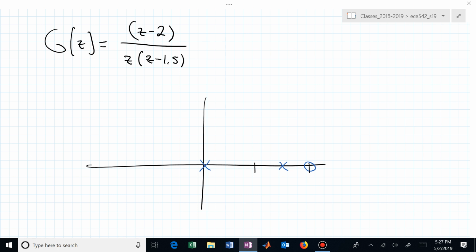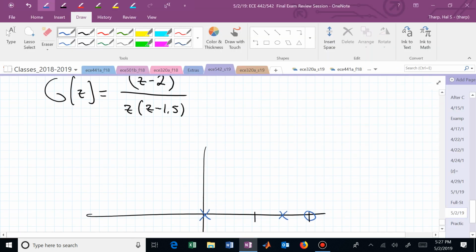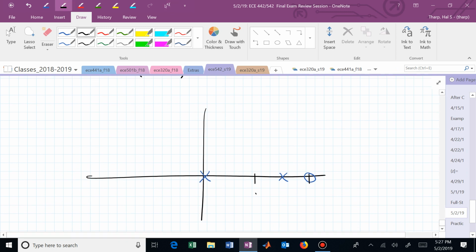I'd probably be asking you to stabilize this plant with a controller. Can it be stabilized with a constant gain? No, I'm stuck between, I didn't label this, but I'm stuck between 1.5 and 2.